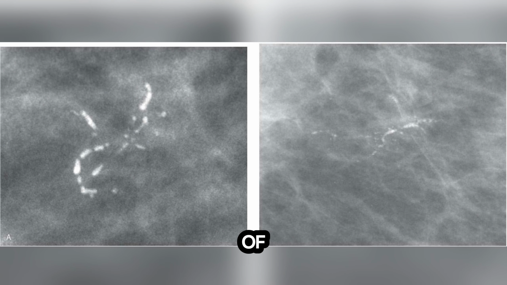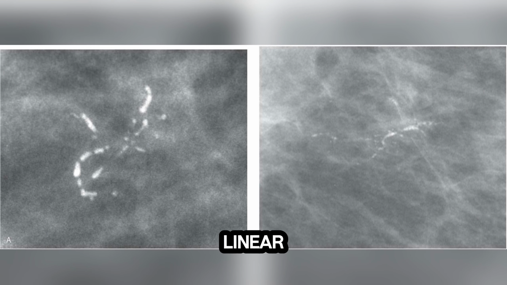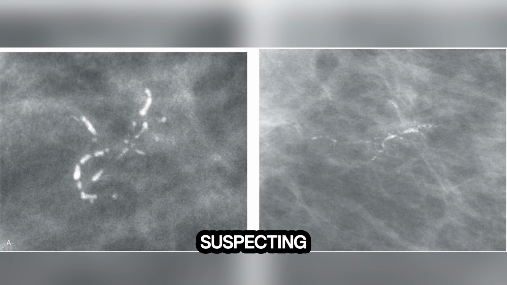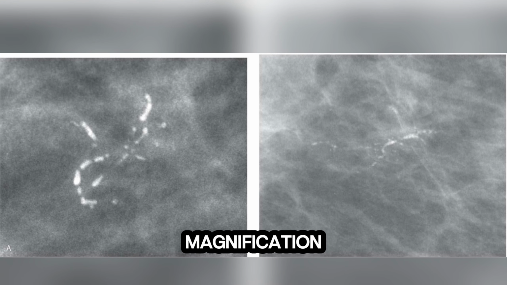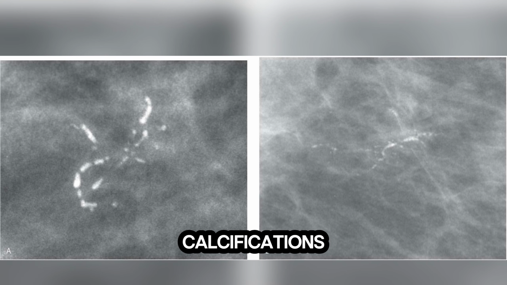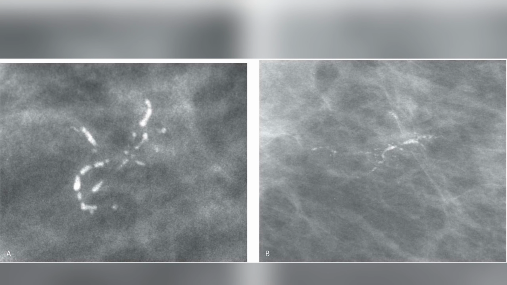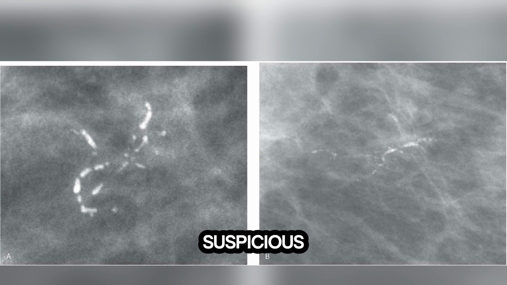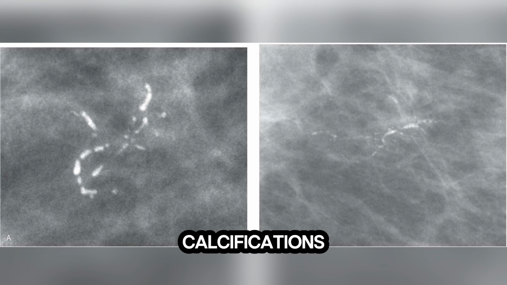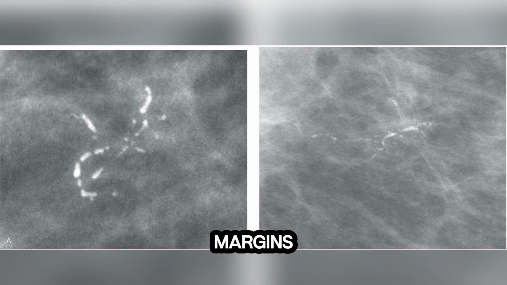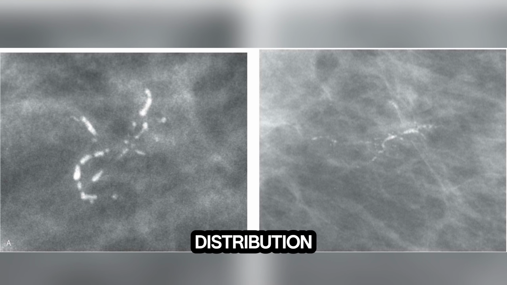Another example of linear calcifications in a linear ductal orientation, suspecting ductal carcinoma. In image A, spot compression magnification view. Dense linear calcifications in a linear ductal distribution. BIRADS 4C. Suspicious abnormality. Biopsy was indicated. In image B, linear calcifications with irregular margins and clefts in a linear, branching distribution.